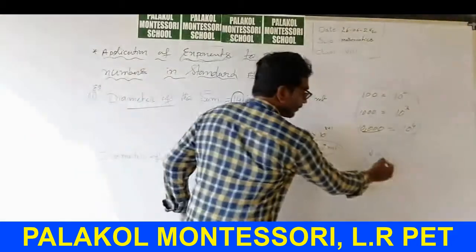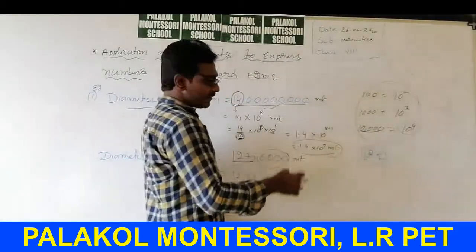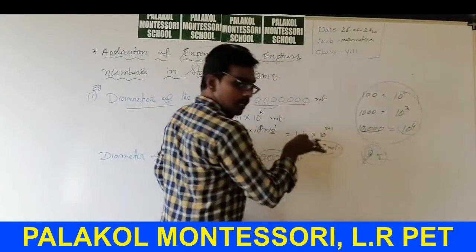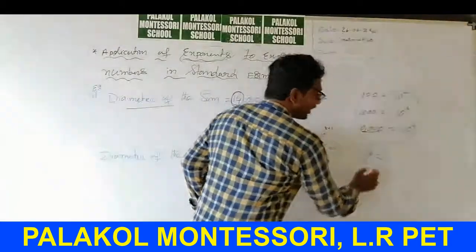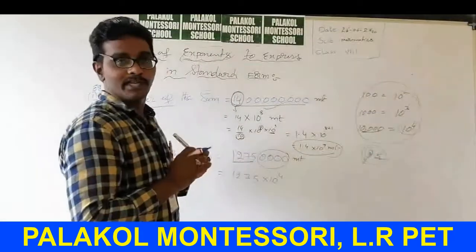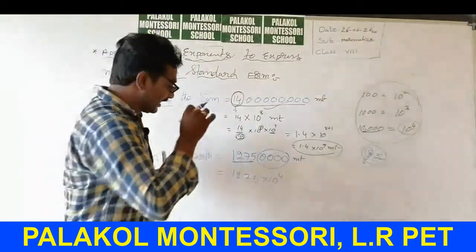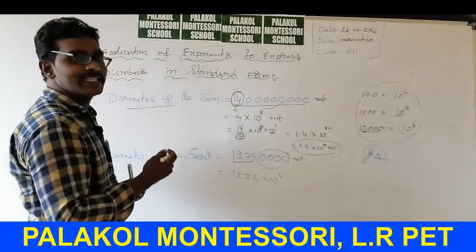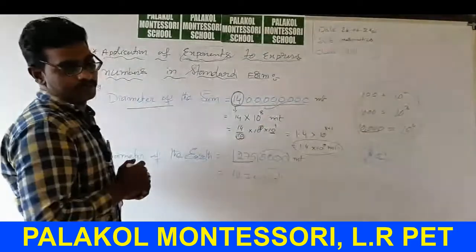Actually, it's a decimal number. This decimal number, 2.5, this one, 2, is called the integral part. 0.5 is called the decimal part. In the standard form, you write the integral part with only one number.